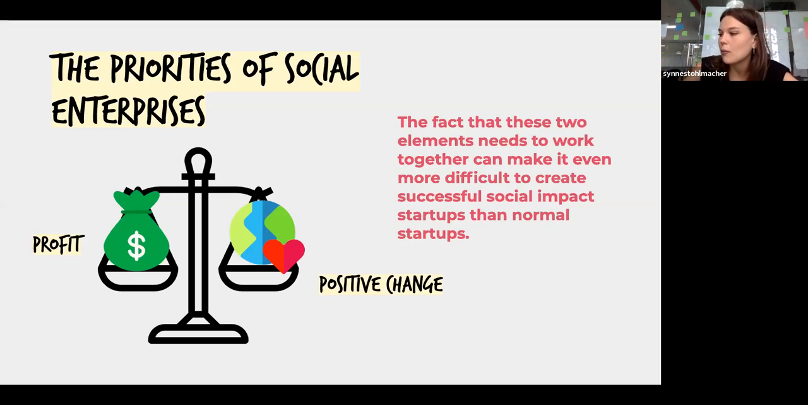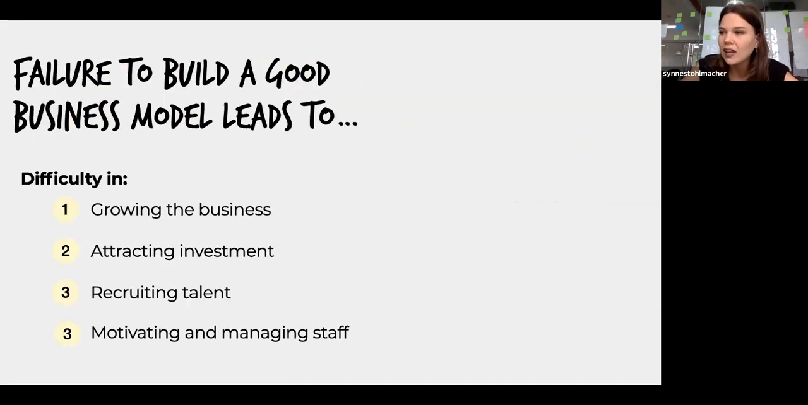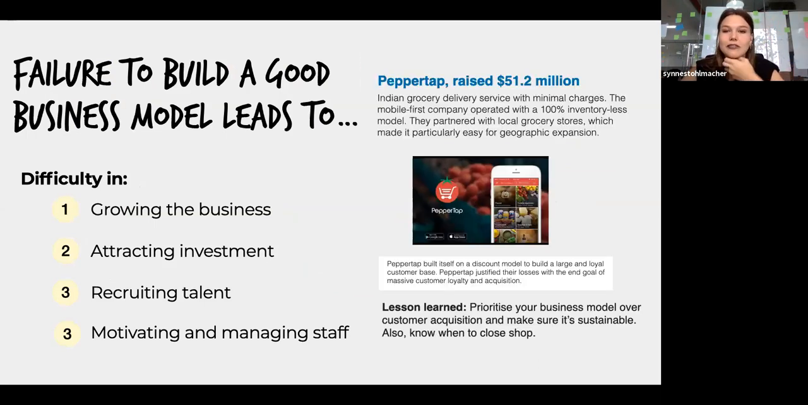If you remember the example that I talked to you about yesterday, Magico, the company that I started, we had a lot of problems scaling because the consumers we were targeting were the really, really low end, the very underprivileged, and they simply don't have as much purchasing power, so it's much harder to reach them. So failure to build a good business model can lead to, one, you might not be able to grow the business. You might not be able to attract investment. It can be hard for you to recruit talent. It can be hard for you to motivate and manage staff. But obviously the most important one is the first one.